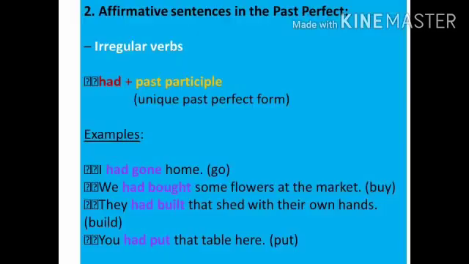Now let's have a look at the affirmative past perfect. For the irregular verbs, again we use had and the third form of the verb, but here the past participle has a unique past perfect form. I had gone home. Here gone is an irregular verb and the main form is go.